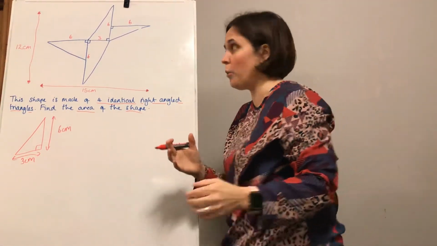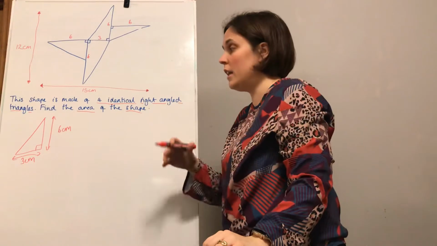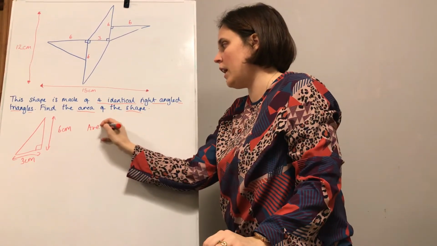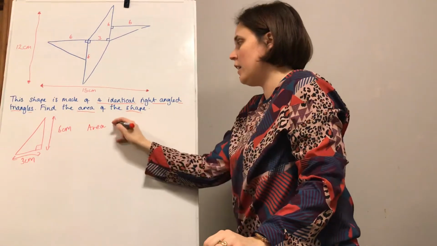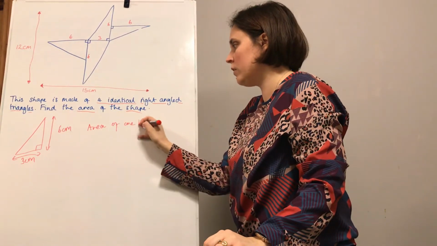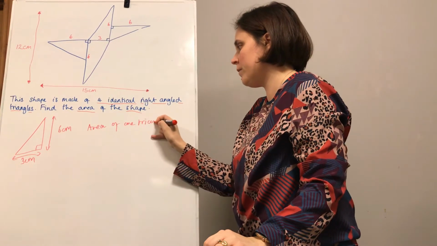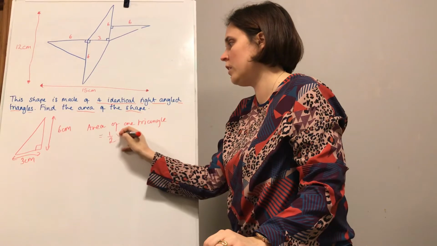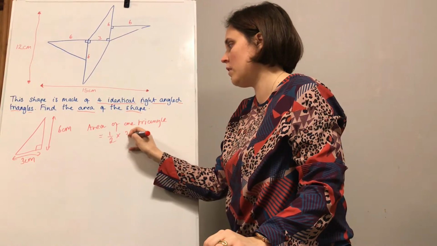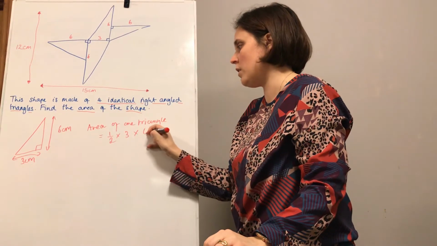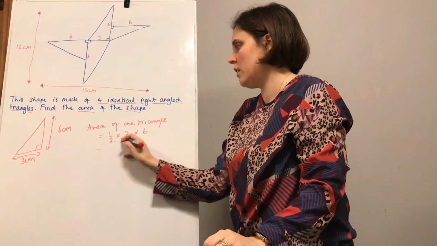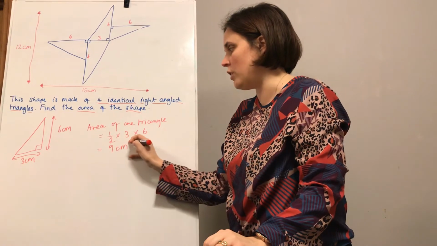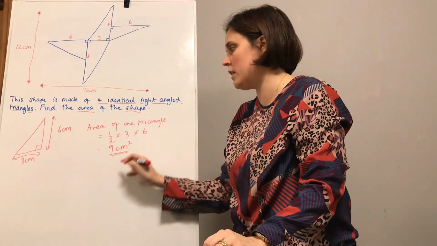And all of a sudden, a question that looks quite complicated has just become very, very simple. So, labelling what you're doing very clearly, area of one triangle is equal to a half times base, which is 3, times the height, which is 6. 3 times 6 is 18, half of that is 9. Don't forget your units, which is centimetres squared.